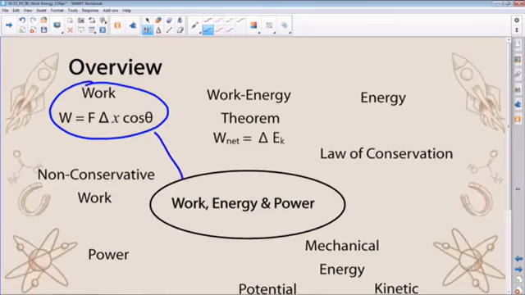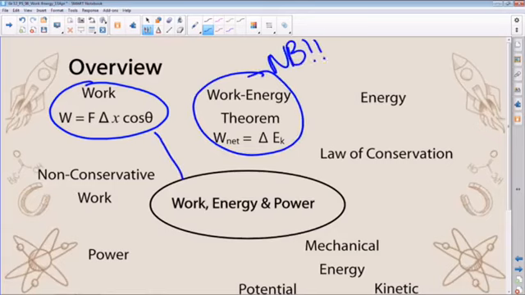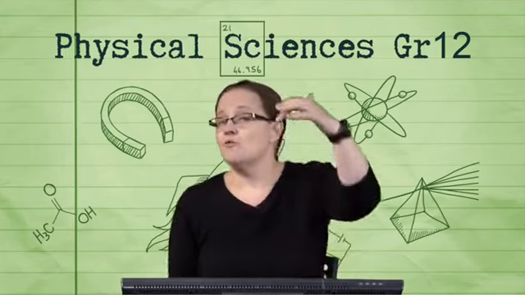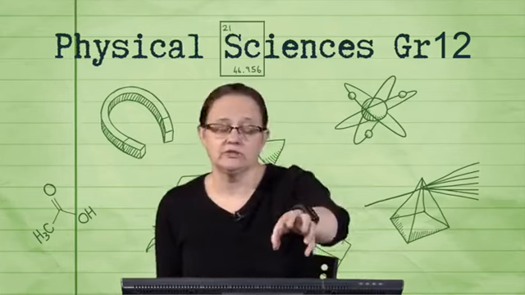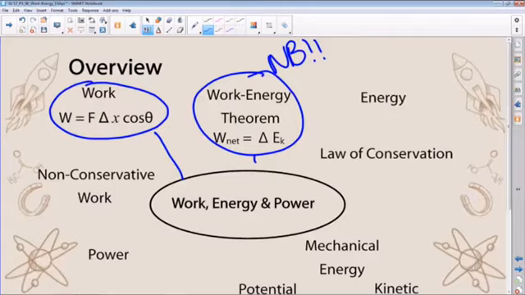Then we're going to talk about the work energy theorem, and Grade 12s, I can't even begin to tell you how important the work energy theorem is. I am going to guarantee you a question on the work energy theorem. Whether it's directly the work energy theorem like we're going to do today, or whether it's to do with the non-conservative force will depend on the question, but they're both very closely related. Okay, so we're going to look at those.